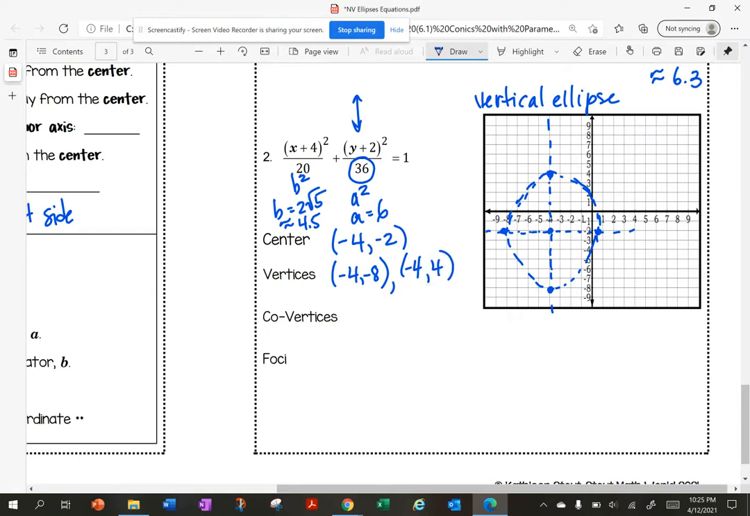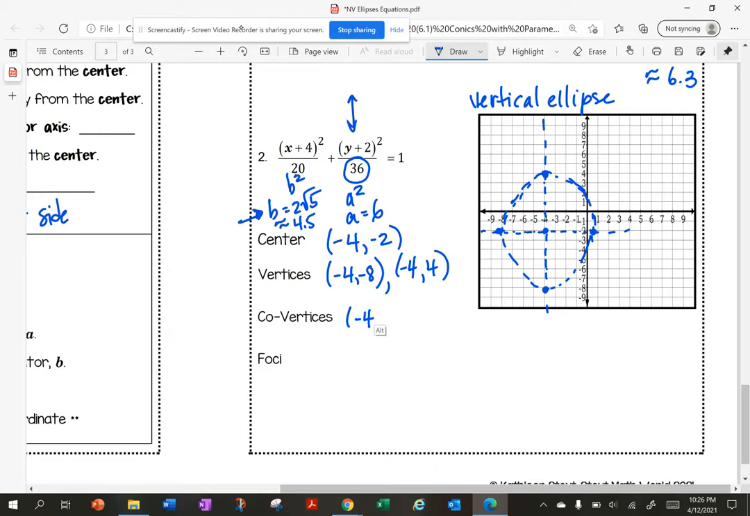My co-vertices, so I want exact answers, so my exact answers use B. So I'm adding plus or minus B. So my co-vertices are the horizontal amount, so this is going to be at -4 plus or minus 2 times the square root of 5 and -2.